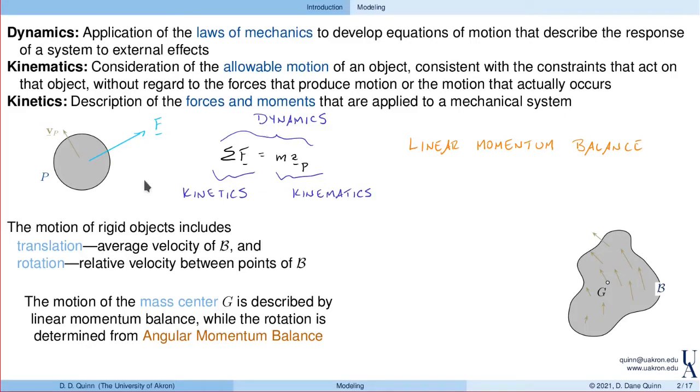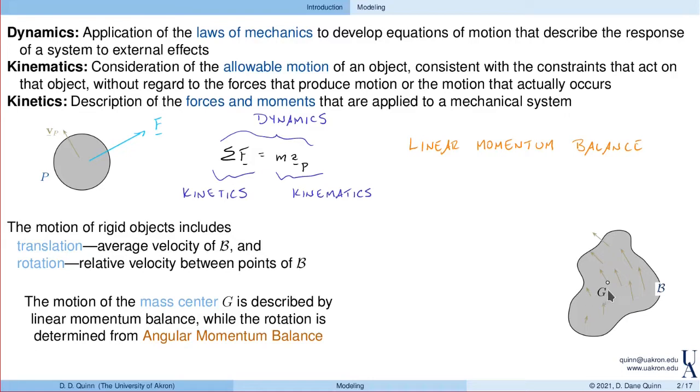So now this is for a particle, right? We have linear momentum balance. But we're going to be concerned with larger objects, rigid bodies, in fact. And so rigid objects can translate, and that's best described as the average velocity of this body. And they can rotate. So different points on this object can move in different directions, right? So there's a relative velocity between, say, a point over here on the right and maybe a point over here down on the left.